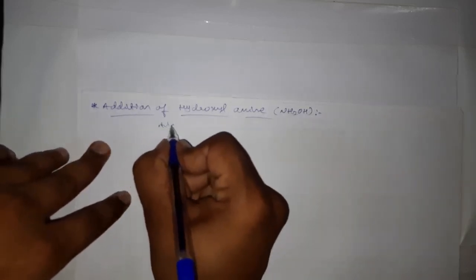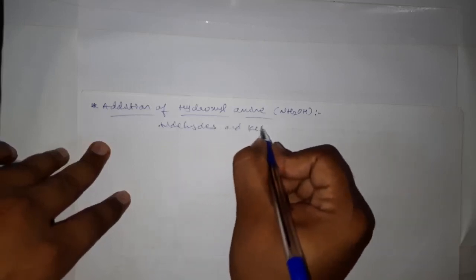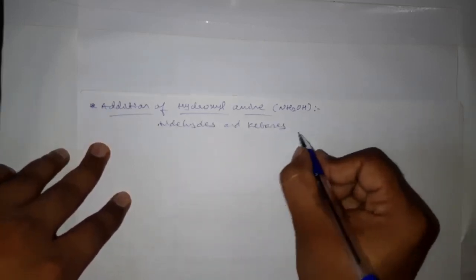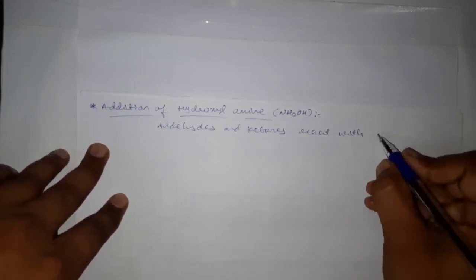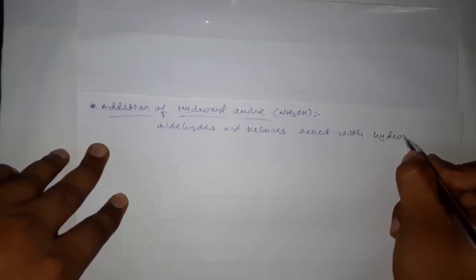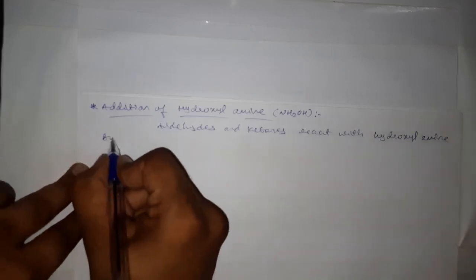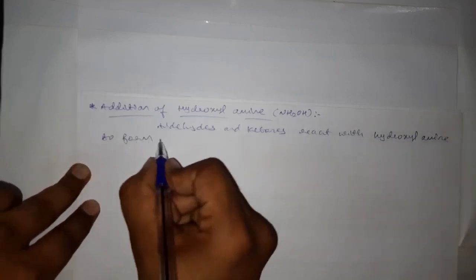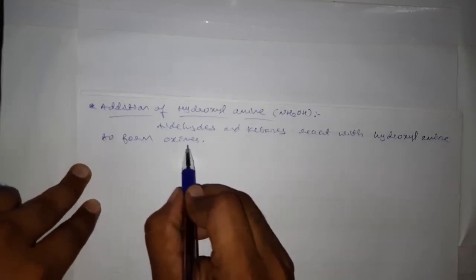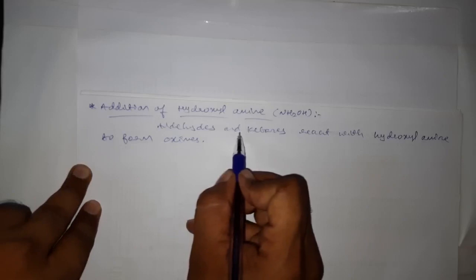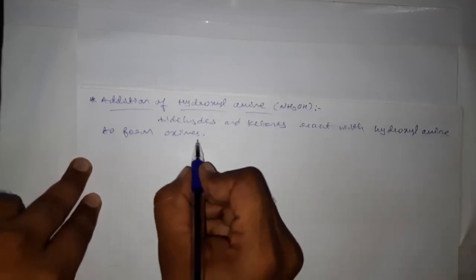Aldehydes and ketones will react with hydroxylamine, that is NH2OH, to form oximes. When aldehydes and ketones are treated with hydroxylamine, we will get oximes as the product.